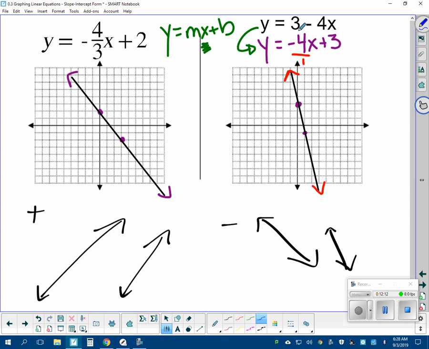And then we need our slope to be a fraction, so I stuck it over 1, plotted my y-intercept of 3, and then went down 4, right 1. Okay, check your answers out.